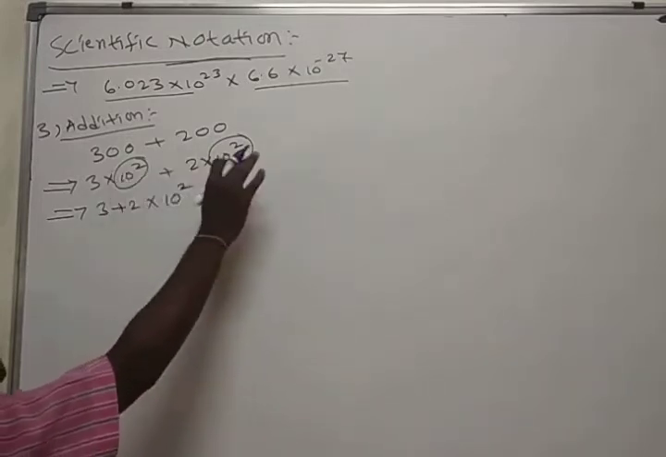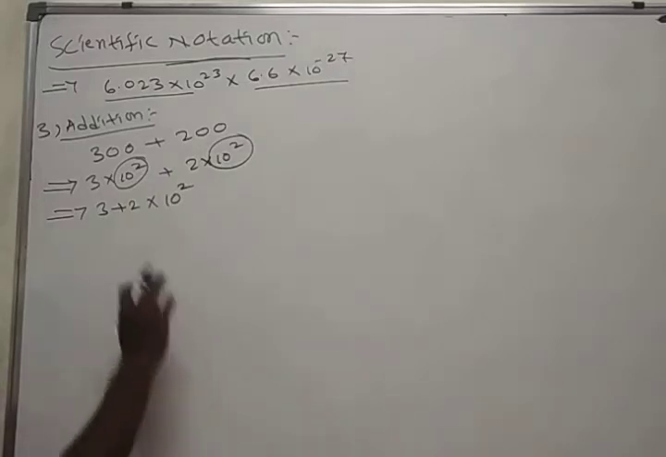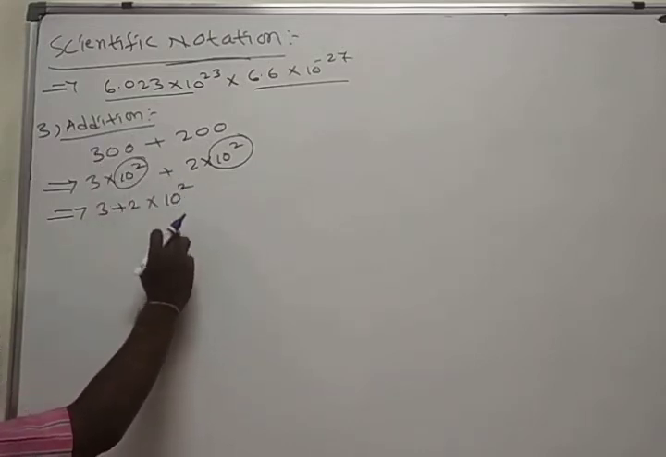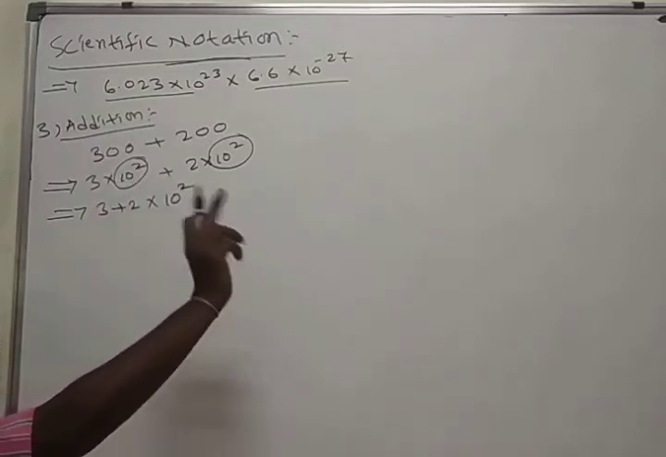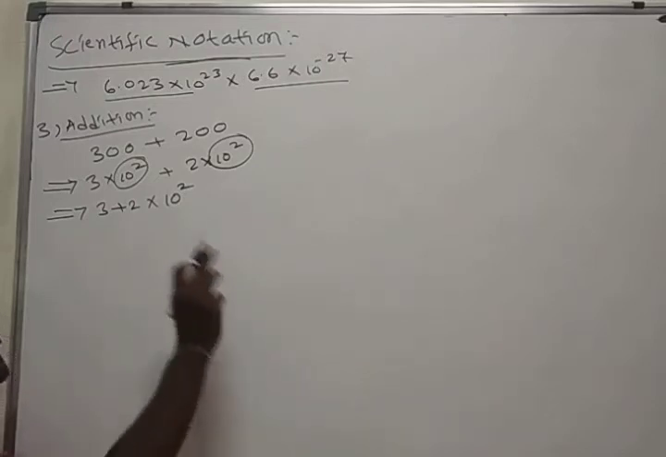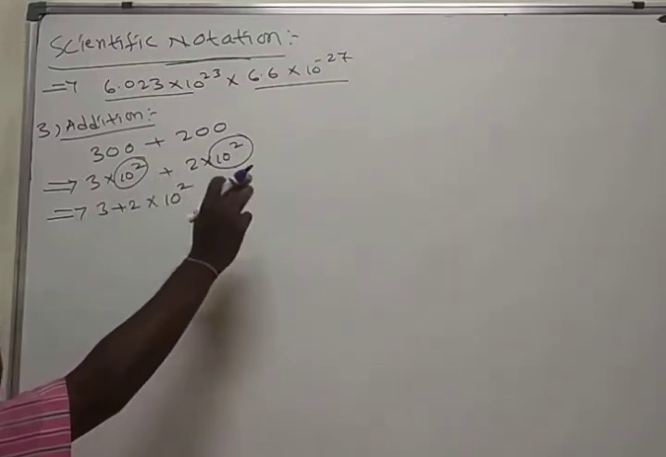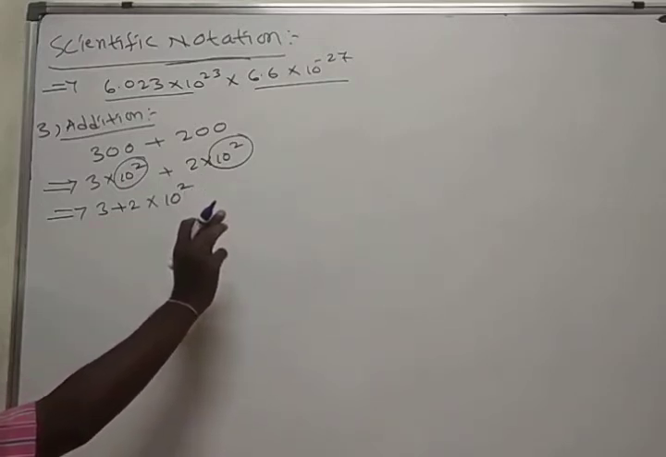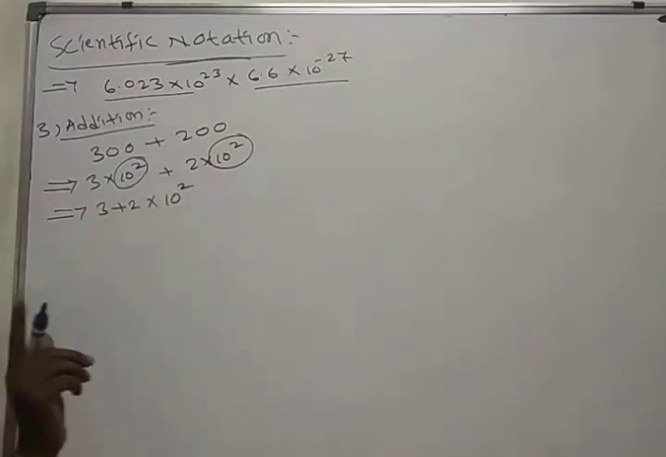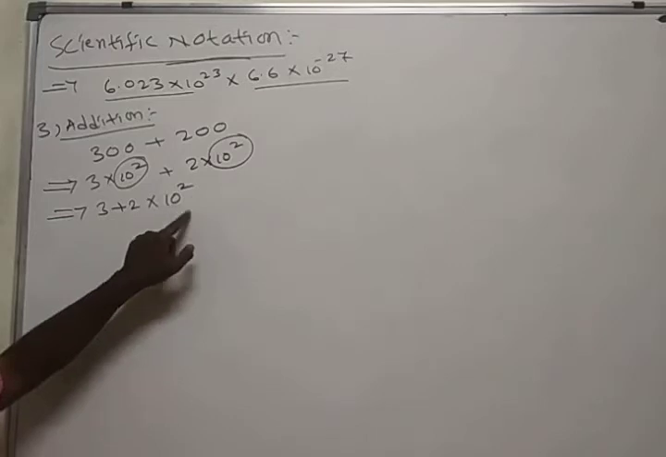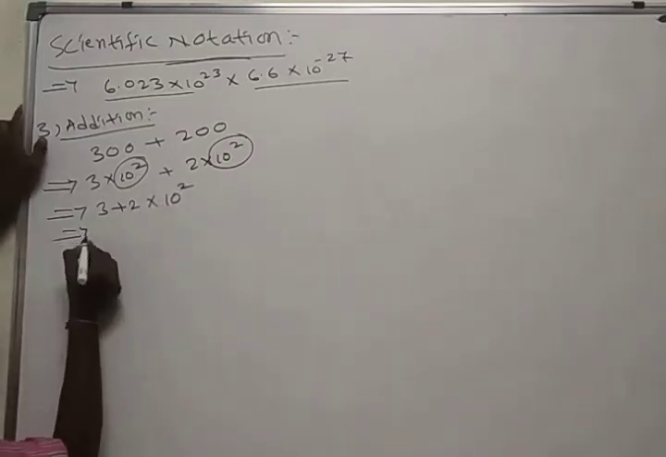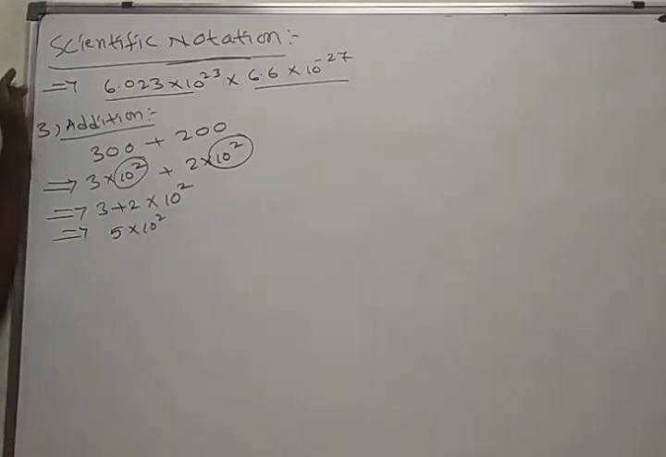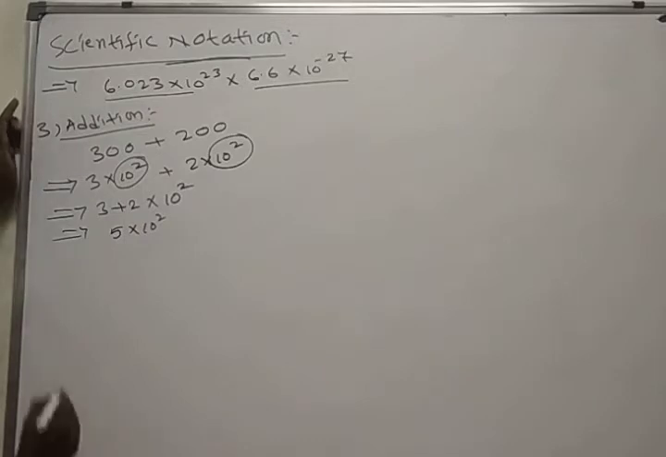In multiplication, we did addition of exponents. But in addition, we can't do the addition of exponents. We should take a common base. Here the two are the same, so we take only one common, 10 to the power of 2. What is the value? 3 plus 2 is 5. 5 into 10 to the power of 2 means 500. Got it? Do like that only.